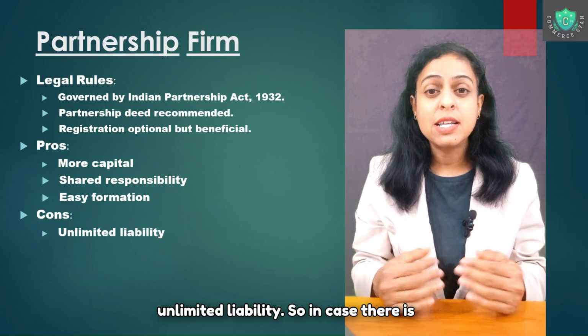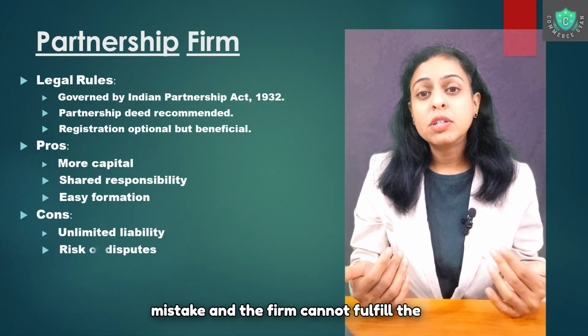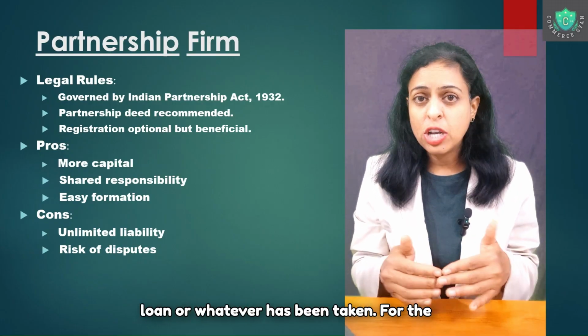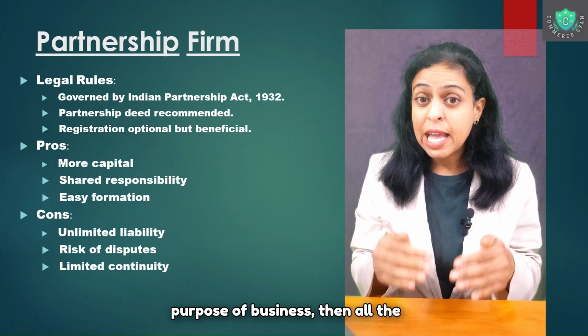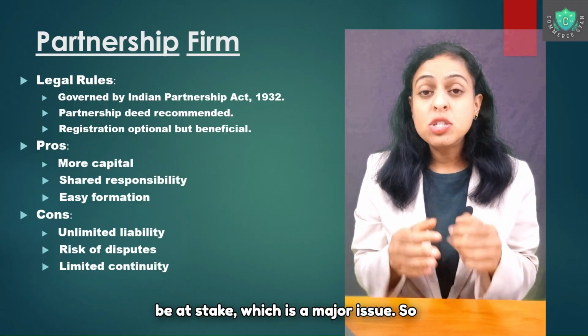So in case there is any loss due to even one partner's mistake, and the firm cannot fulfill the repayment of that particular loss or loan taken for the purpose of business, then all the personal properties of the partners will be at stake, which is a major issue.